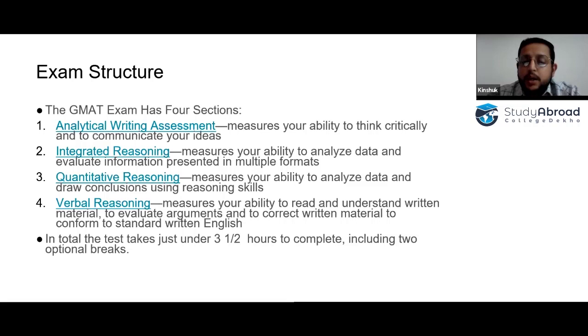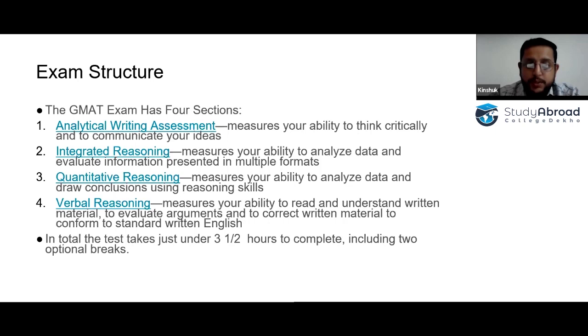In sentence correction, the questions test your knowledge of grammar and sentence structure. In critical reasoning, you have to critically evaluate a certain argument and then come to a logical conclusion as required by the question statement. Further, if you go down in critical reasoning, again, there are going to be different types of questions. And today we are going to cover one of such types.